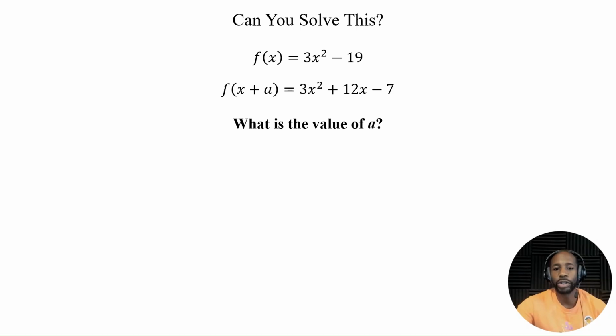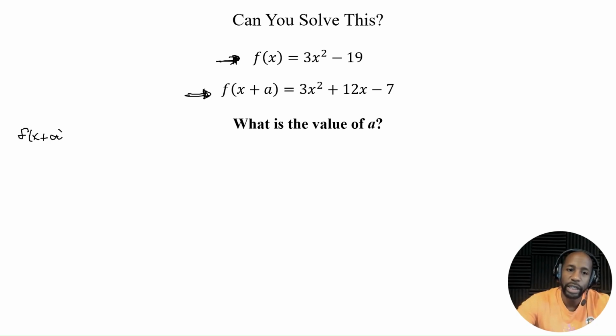F of x is equal to 3x squared minus 19. F of x plus a is equal to 3x squared plus 12x minus 7. What is the value of a? So this is pretty straightforward because if this is f of x, and this is f of x plus a, we should be able to plug in x plus a into this function and actually get something that we can equate to this function. So let's do that so this makes sense.